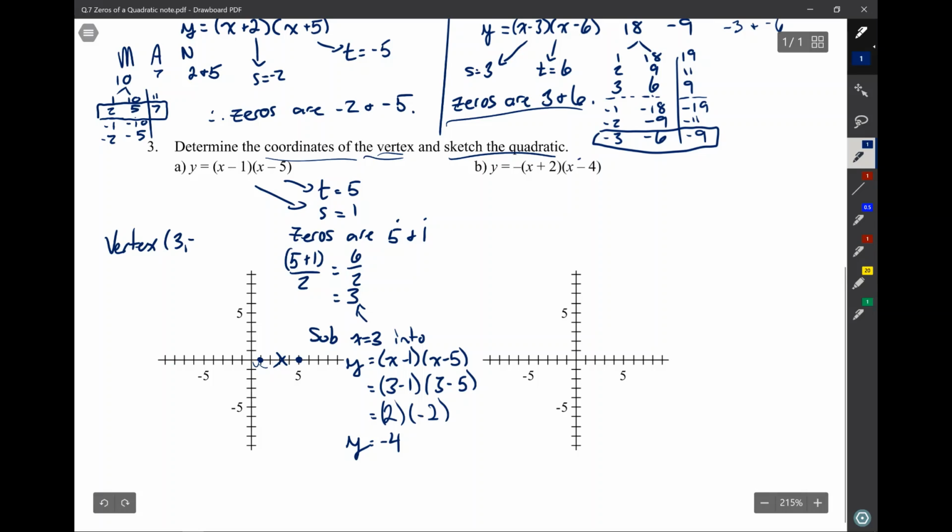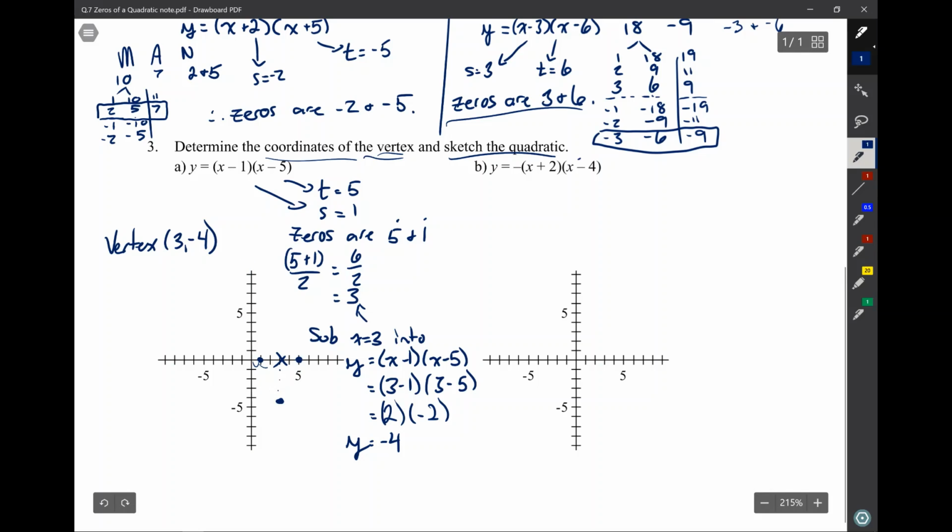So my vertex is (3, -4). I'm going to count that out. I already counted my 3, that's where my x is, and then I'm going down 4: 1, 2, 3, 4. So here's my vertex. With these 3 points, that's all I need. I can use these 3 points to draw in a quadratic.